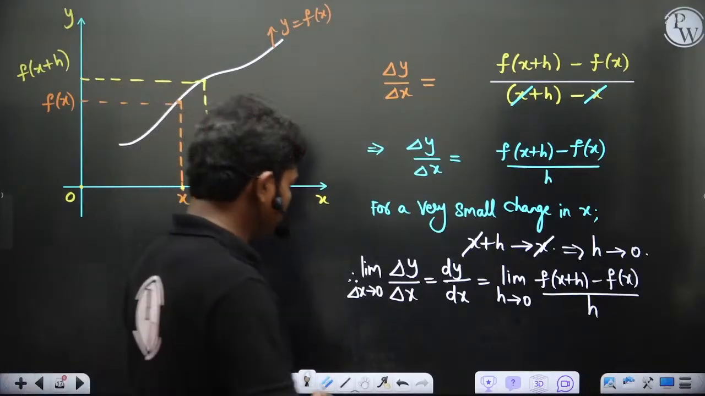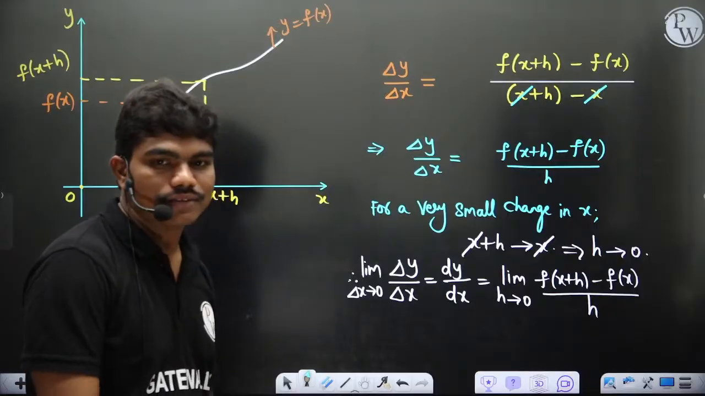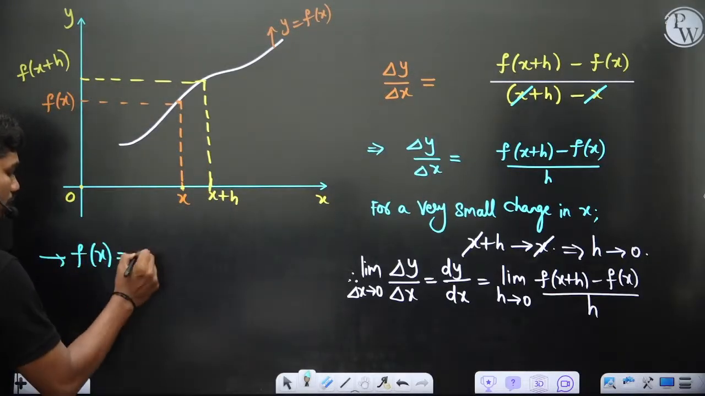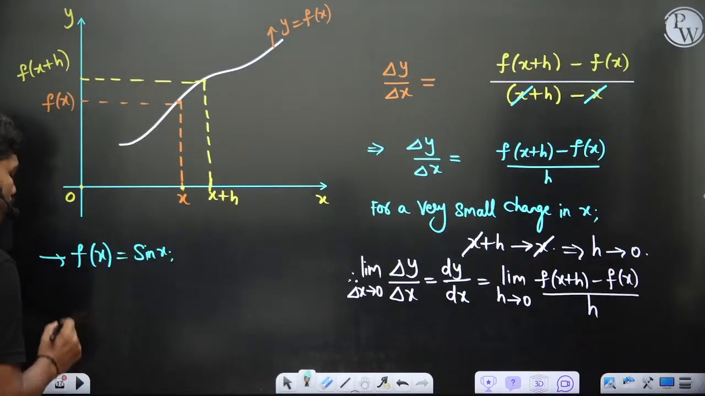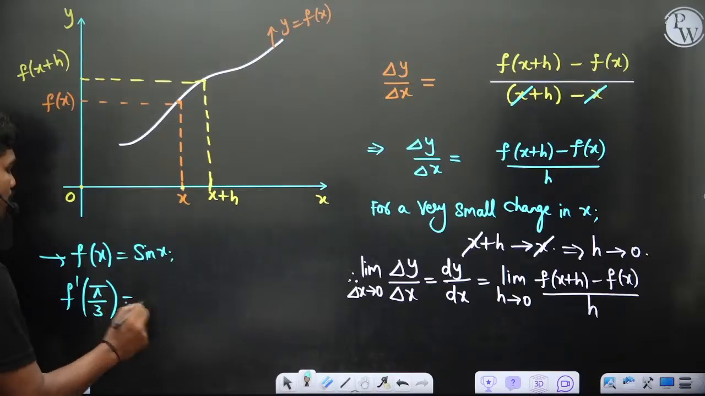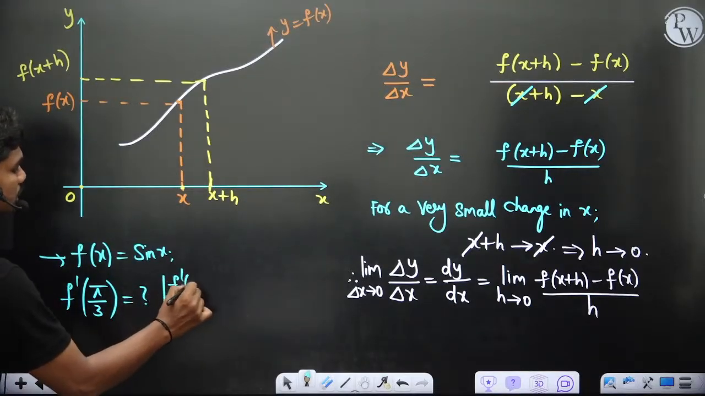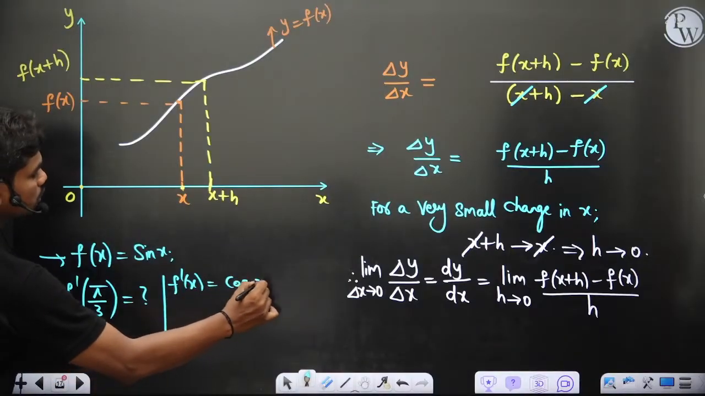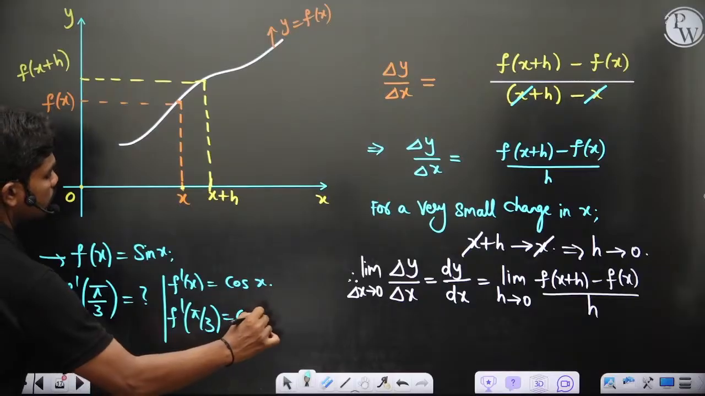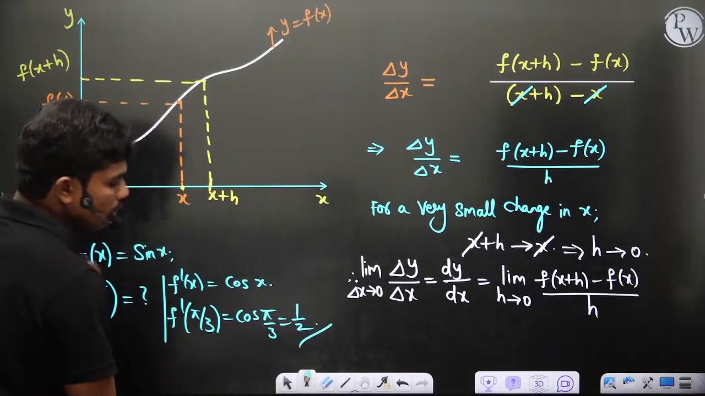Now let's see one interesting thing. What does this limit physically tell you? Let's say, for example, there is a function f of x equal to sin x. Of course we'll see how these things come up. If I ask you f dash of pi by 3, all of you know you'll differentiate this function. f dash of x is equal to cos x, because the derivative of sin is cos. Then you put x equal to pi by 3, so this is cos pi by 3. You will get one number, which is 1 by 2 in this case, so 0.5.